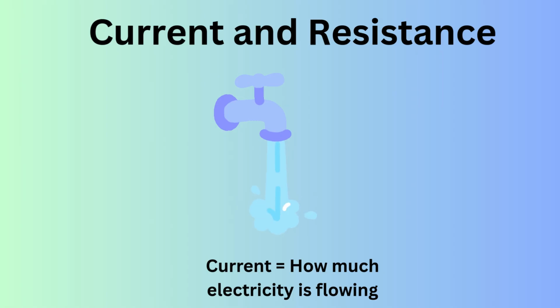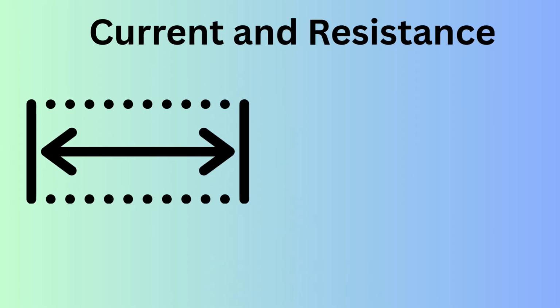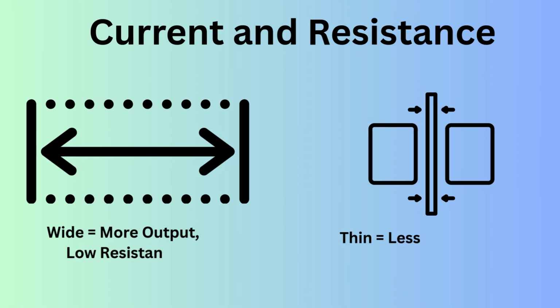Current and resistance. I think the best way to think about it is like water flowing through pipes. Classic analogy. Current is how much water is flowing, and resistance is like how narrow the pipe is. So if it's a really wide pipe, tons of water can flow through. Low resistance. Very low resistance. Smooth sailing. But if it's a really narrow pipe, it's high resistance. It's going to be tough to get through. Exactly. Okay, so that's electricity.